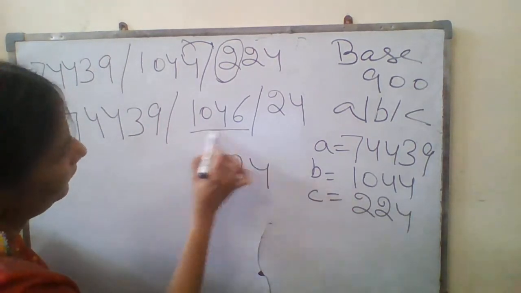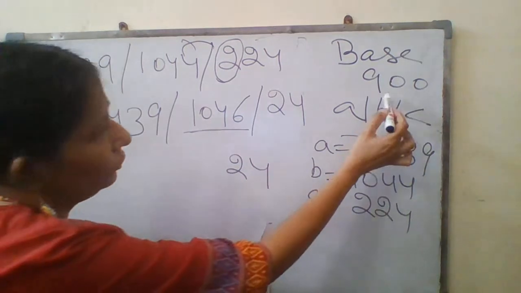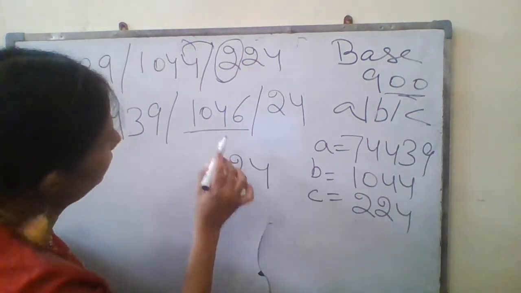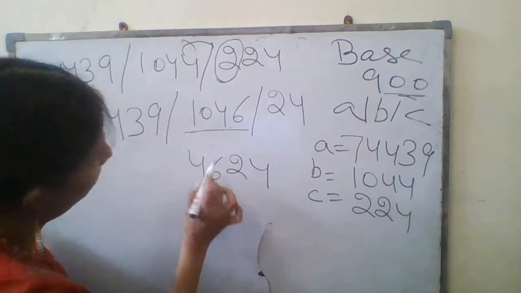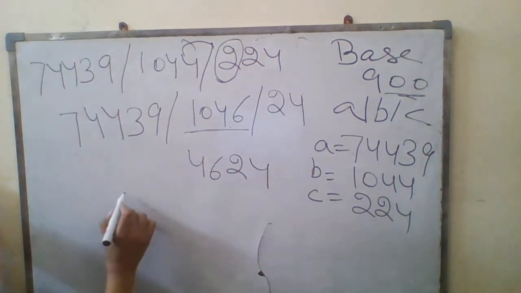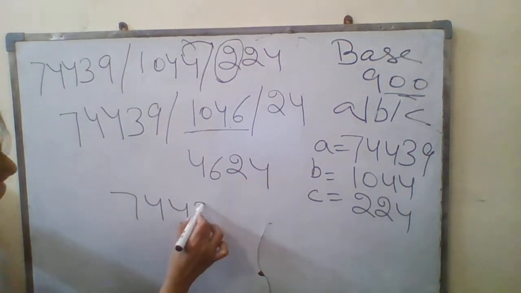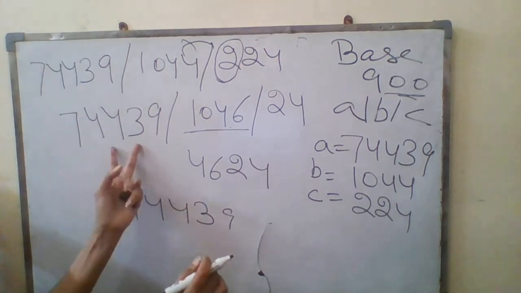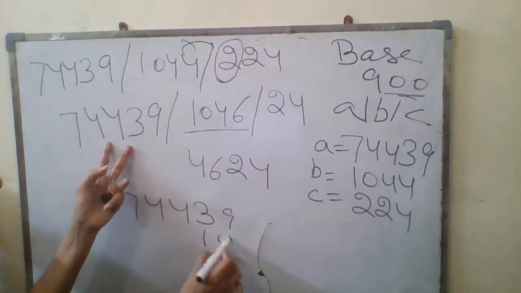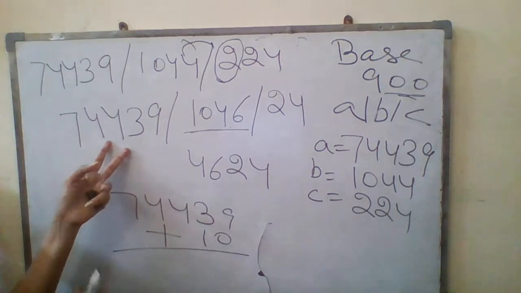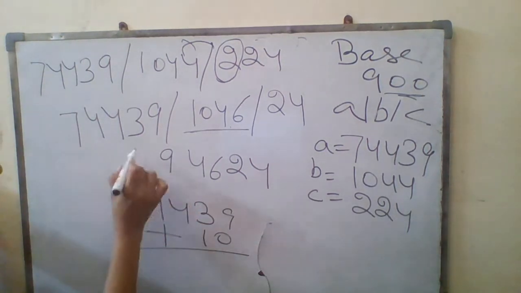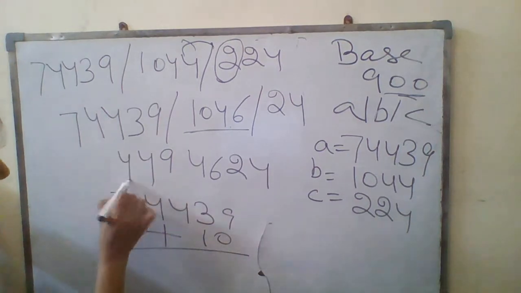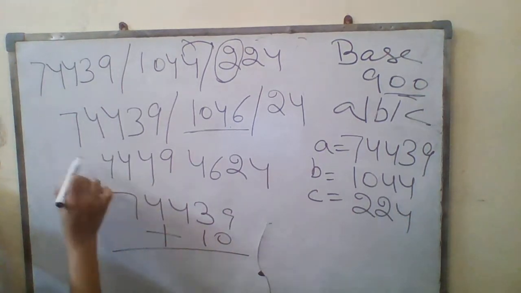Okay, now look at this portion. I told you that 2 zeros are here, so from this you will write down last 2 digits here. 10 is left, so what will you do? This 74439 is there, so you will add 10 to this. Okay, so what will you write down here? 9, 3 plus 1 is 4, then 4, then 4, and this 7.